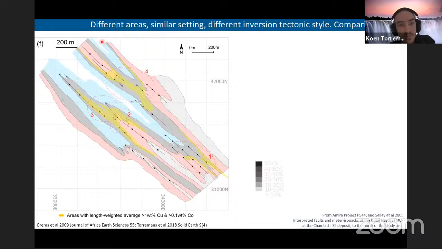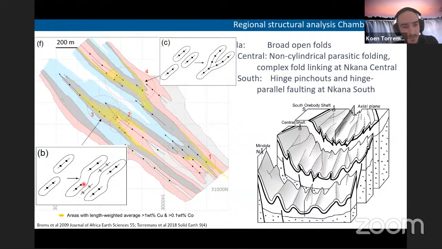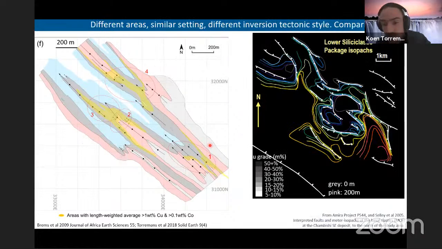So when we compare, and this is a map by Dieter Brems, which I looked at again a few years later, with in red you have the Mendola clastics, and then on top of that you've got your Copperbelt Orebody Member, and then you go into your post-drift sag facies. This is intensely folded, as you can see, and the folds have these types of geometries where you have non-cylindrical transfer of folding, illustrated here as well, and bifurcation.